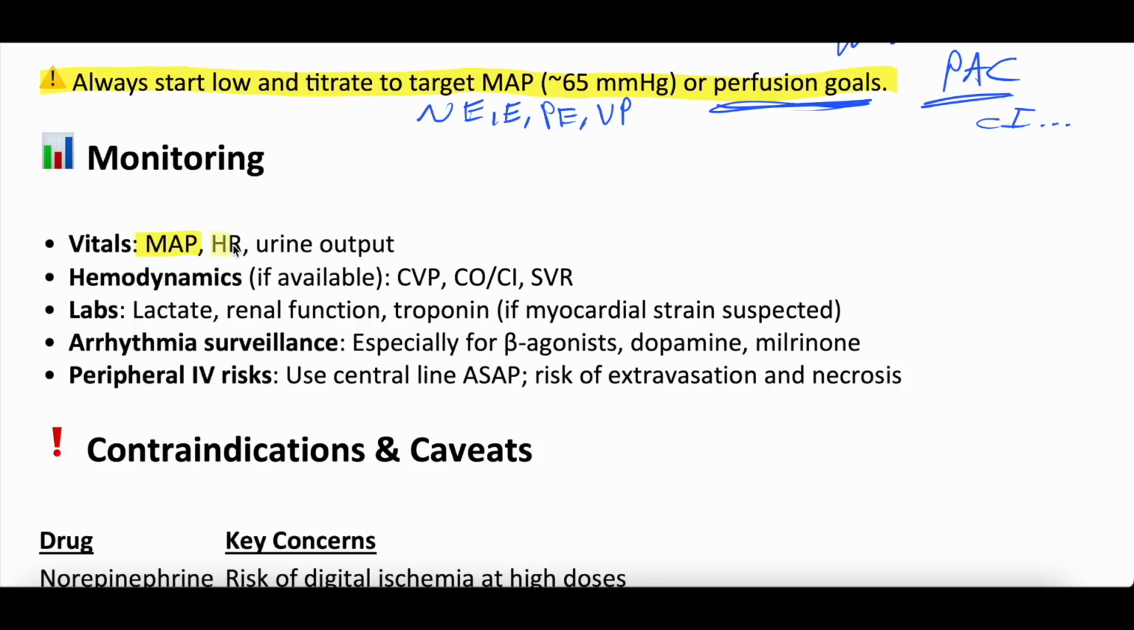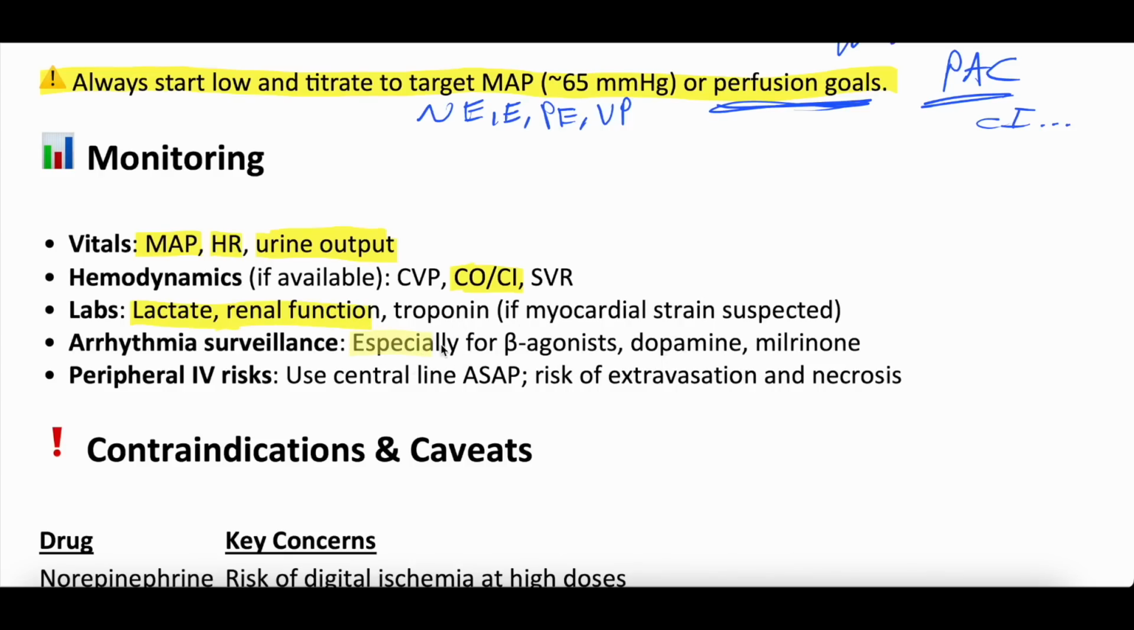If we're doing it to increase the heart rate, we've got to monitor the heart rate. Obviously, we're looking to increase organ perfusion, so watching urine output can be important. If it's an inotrope and you're doing it to increase cardiac output, you should really think about the cardiac output, cardiac index. Do you have a Swan in? Labs we track: lactic acid, renal function. Some people talk about troponin. And then arrhythmia surveillance is important.